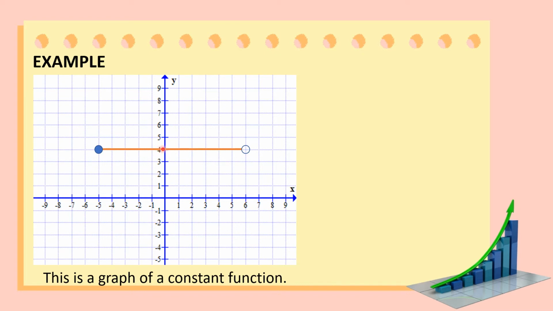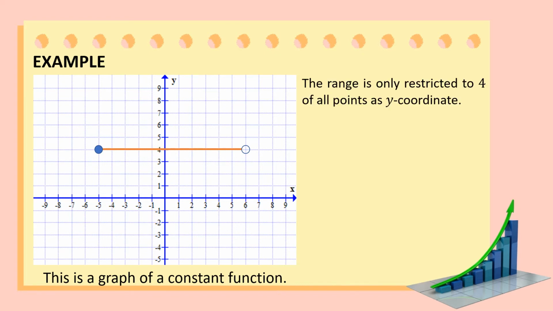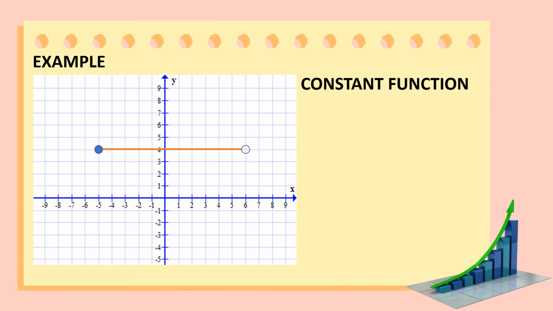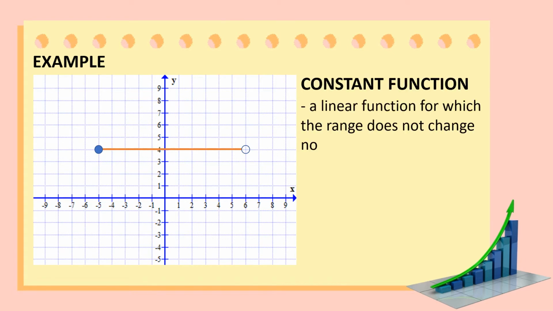Observe this part of our graph. That tells us that the range is only restricted to 4 of all points as y coordinate. So our range is now written as a set of y such that y is equal to 4. A constant function is a linear function for which the range does not change no matter which member of the domain is used.